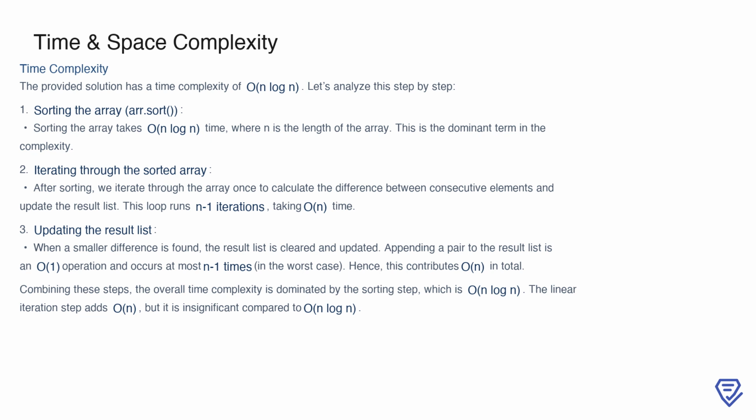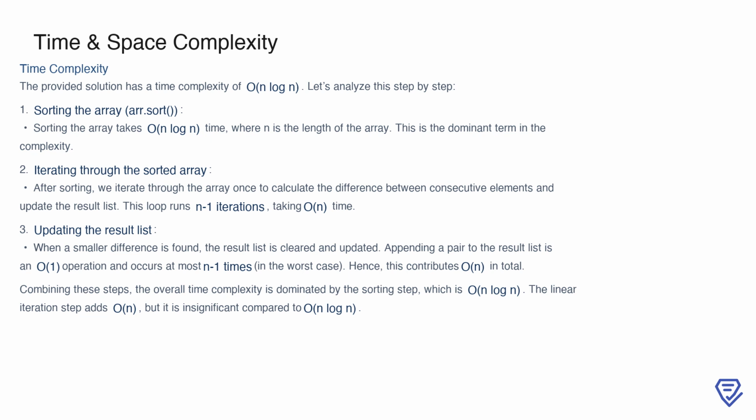Next, we iterate through the sorted array to calculate the absolute differences between consecutive elements. This iteration involves n-1 steps, which is a linear operation that takes O(n) time. Lastly, whenever a smaller difference is found, we clear and update the result list. Appending to the result list is an O(1) operation, and since this can happen at most n-1 times in the worst case, this contributes O(n) to the total complexity.